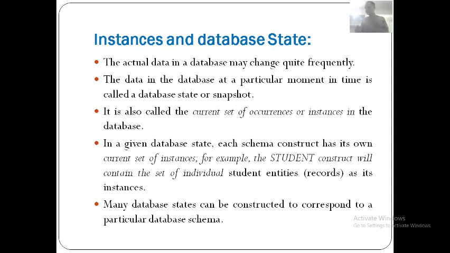That is called an instance. Now, the actual data in the database may change quite frequently. As I told you, just now I was asking whether you understood that schema or not. At that point of time, there was no Sujit. The instance then was only how many students? 6 students. Got it? So that is the instance.